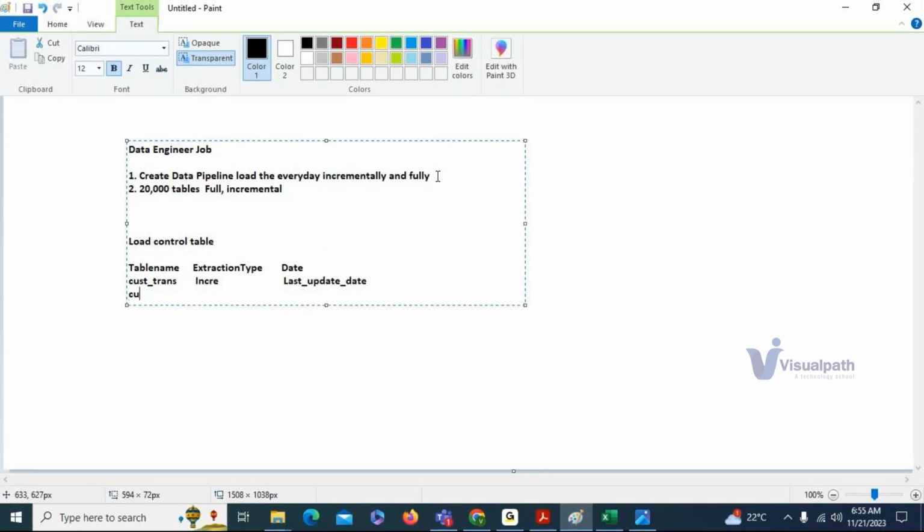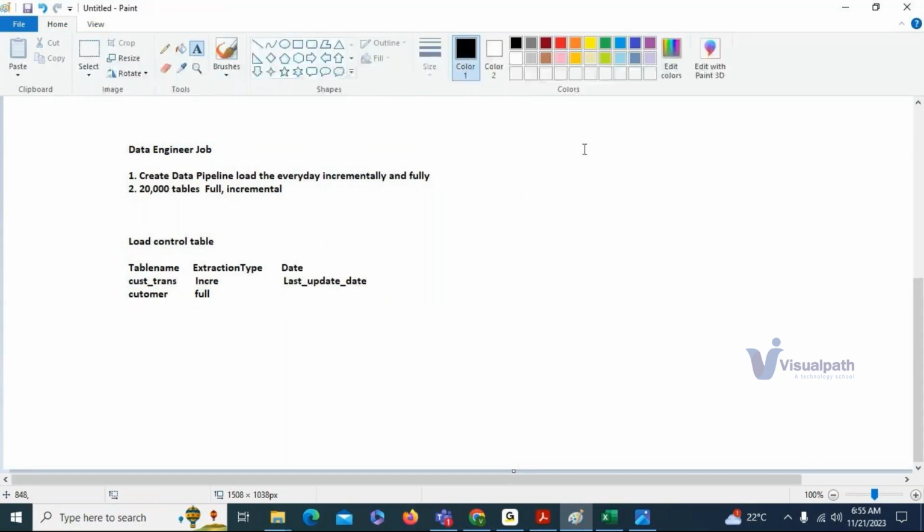When it comes to the customer table, let's say you have a small customer base, I'll do a full extract, and then you don't need a date. You don't need a date. So, like this, you are going to manage. And it is the job of the data engineer.